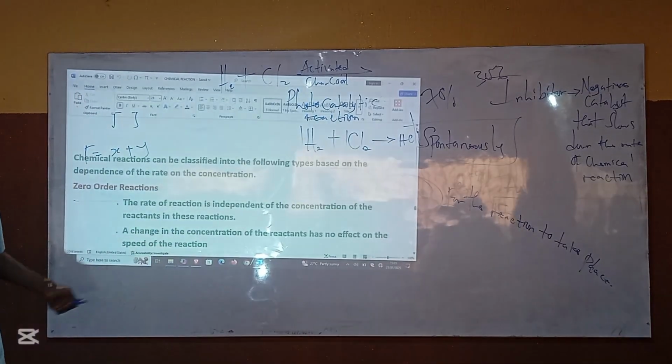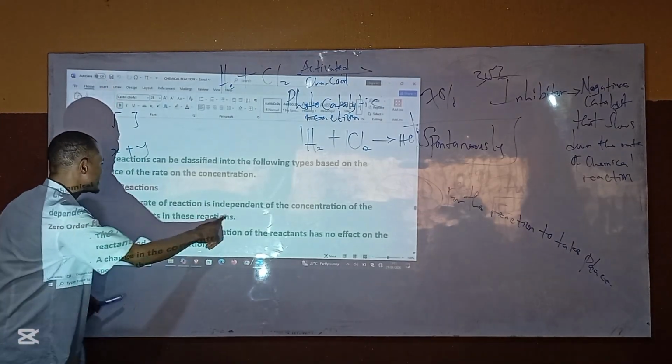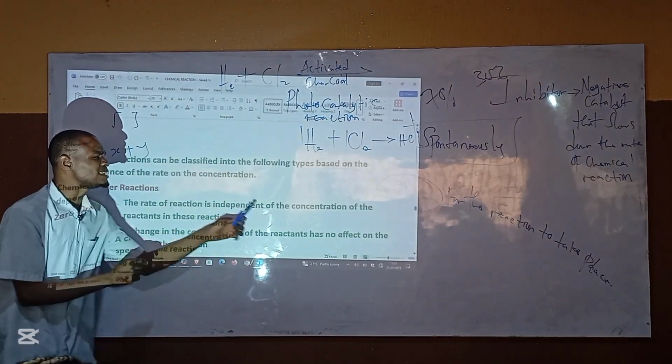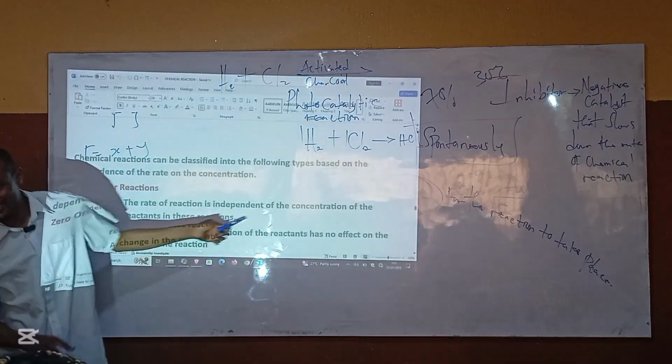Now, the rate of reaction is independent. When you say independent, the speed of the reaction does not depend on the concentration of the reactant in this reaction.